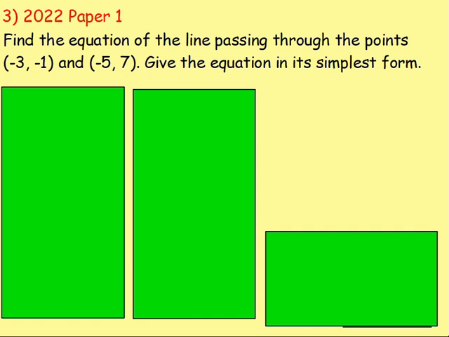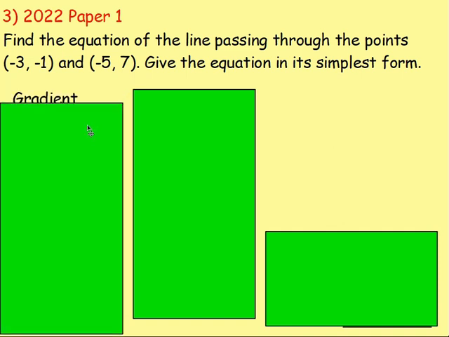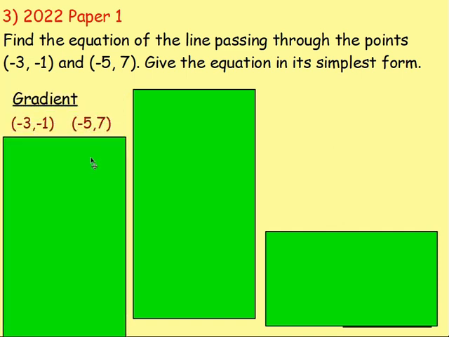So we want the equation of a straight line. How do we go about getting the equation of a straight line if we're given two points? What is the first thing you work out? Brilliant, you have to work out the gradient first of all. So to work out the gradient, you use the two points, the -3, -1, and the -5, 7.